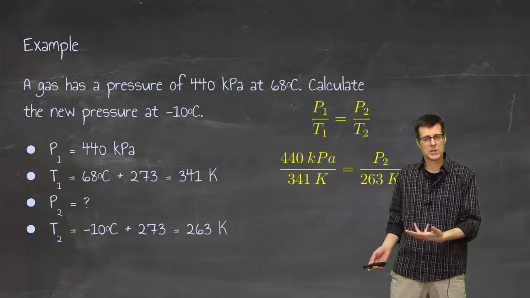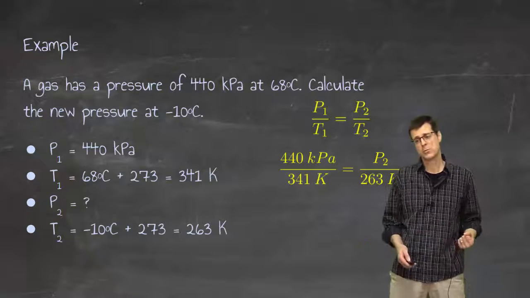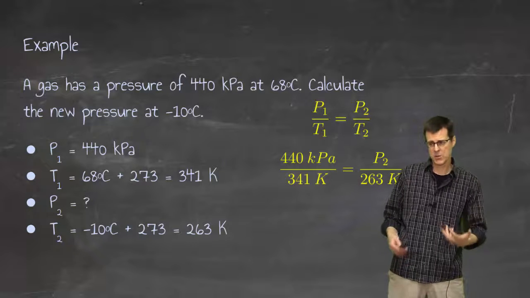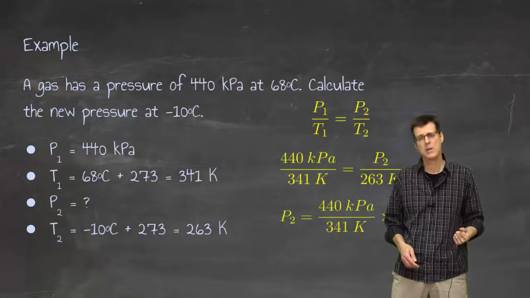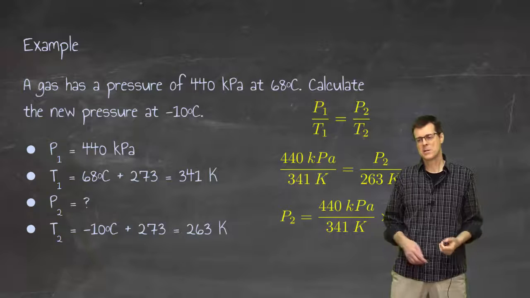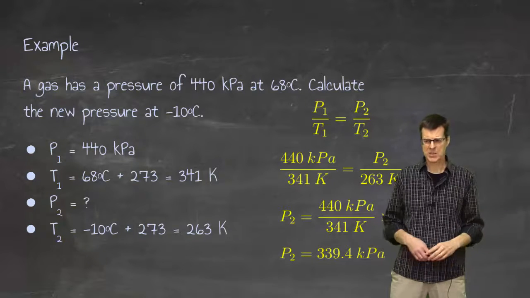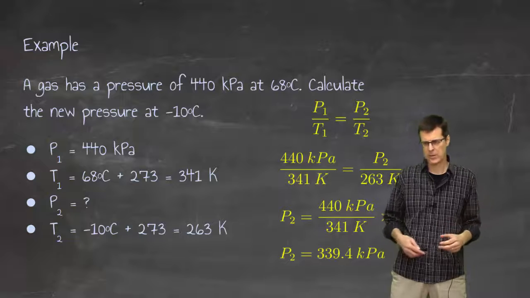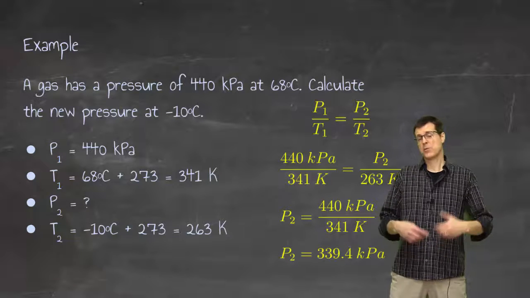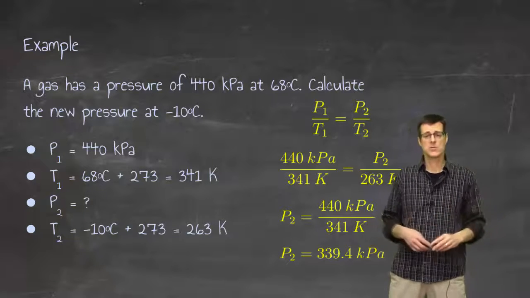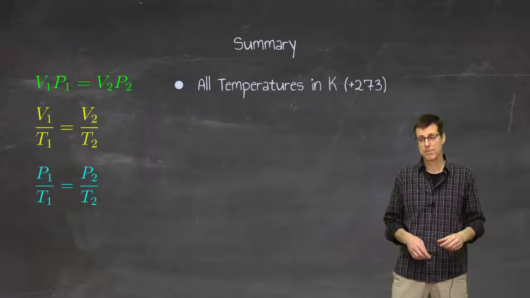So it would end up looking like this, where I'm solving for the second pressure, which means I'm going to multiply both sides by 263 to get it out of that side and get pressure all by itself. And I end up with a second pressure of 339.4 kilopascals. My first pressure was in kilopascals, so my second pressure is in kilopascals. That's all there is to it.